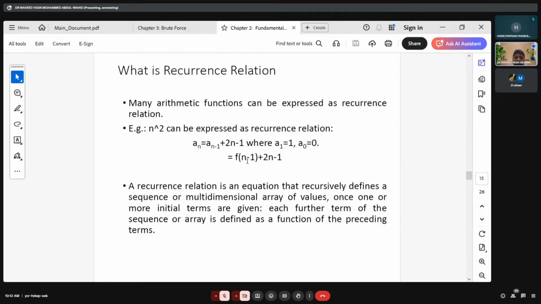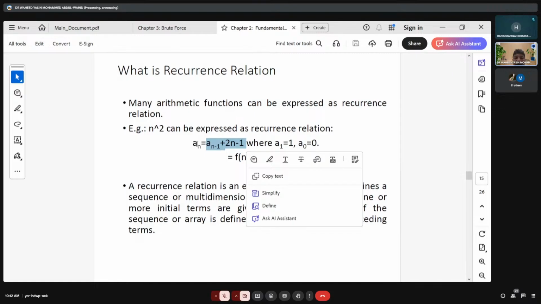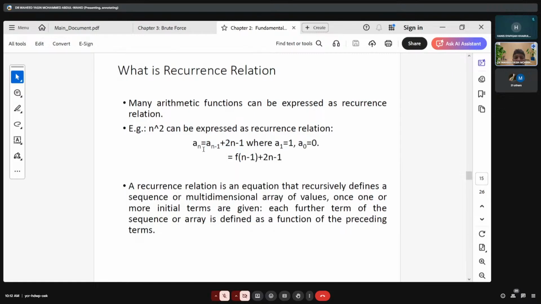F(n) equals F(n minus 1) plus 2n minus 1. So here, if I have n power 2, it means F(n minus 1) plus 2 multiply n minus 1. A recurrence relation.